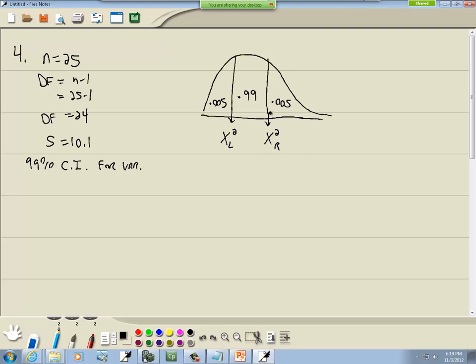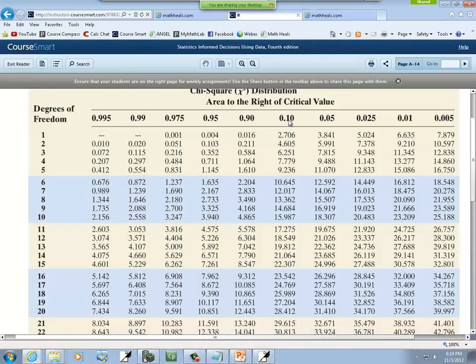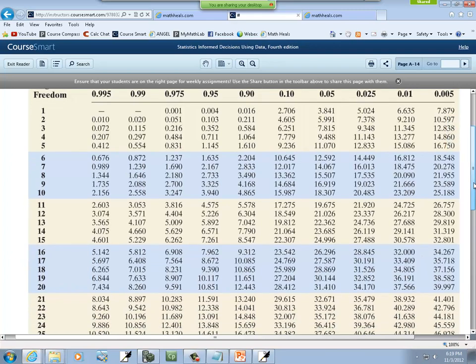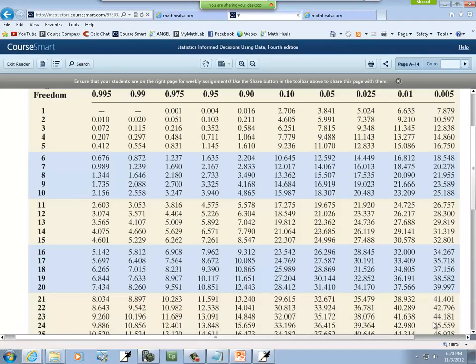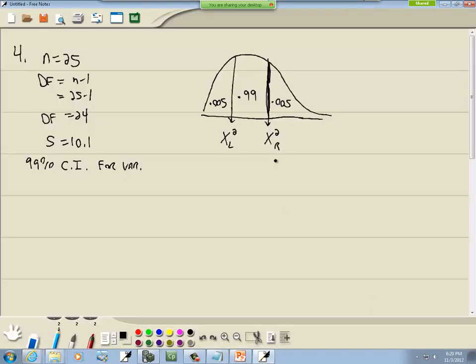Okay, so the right chi-square, let's start there. We're looking at the area to the right of it, which is 0.005, and our degree of freedom is 24. So 0.005 right here, and 24. Way down there. Okay, 0.005 and 24 would be 45.559.